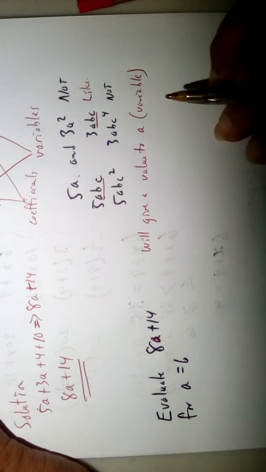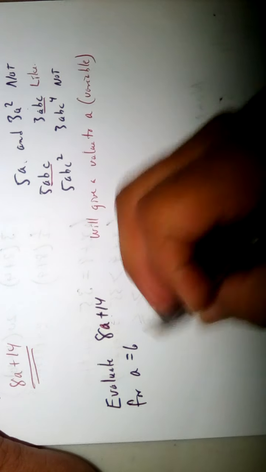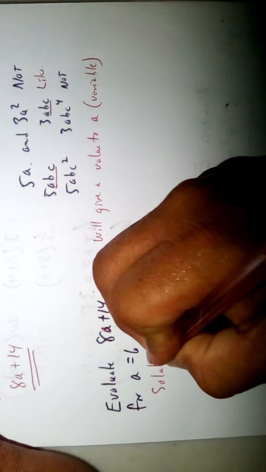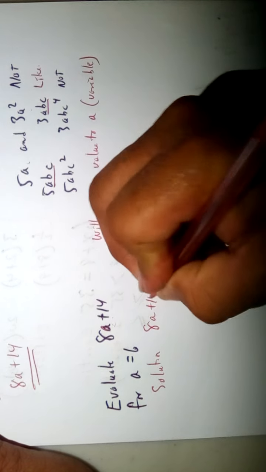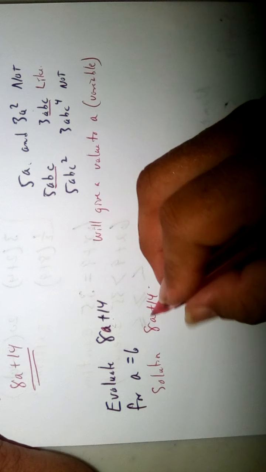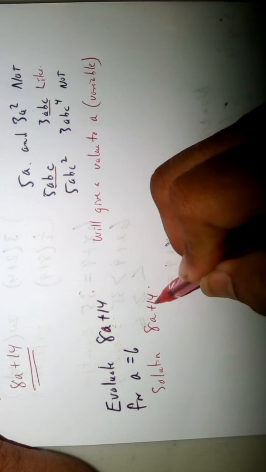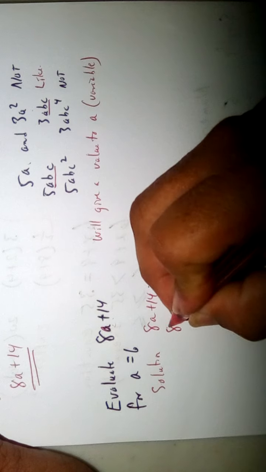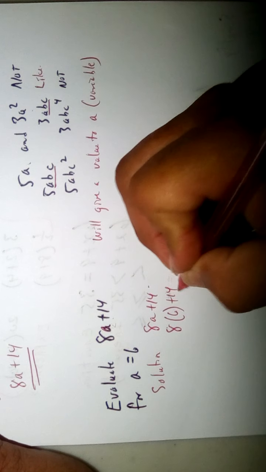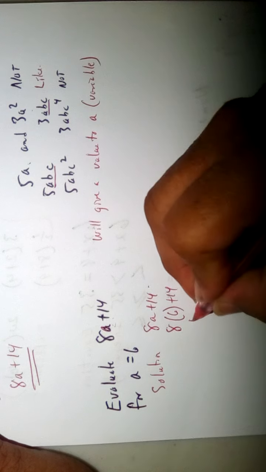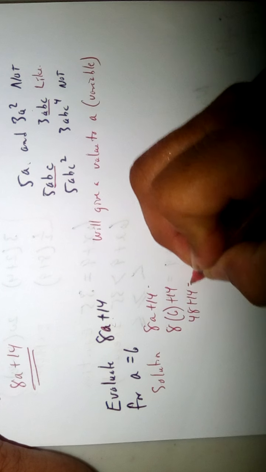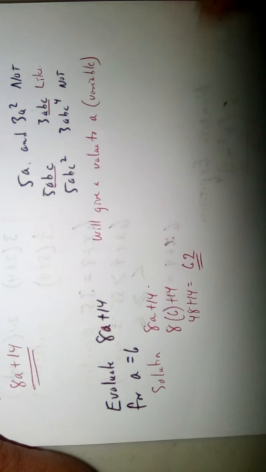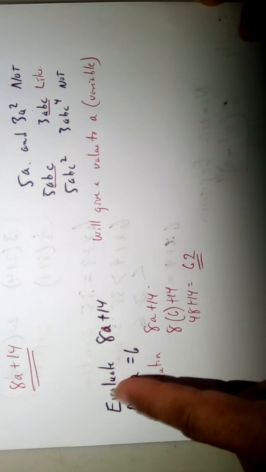What does that mean? It simply means that you are going to take your expression, and I'm going to use red for the solution. I'm going to write 8a plus 14, and now the a in the expression is going to be replaced by 6, because that is the value of a. So you're going to write now 8 times 6 plus 14, and that is going to give me 48 plus 14, which is equals to 62. Okay, so that is now your solution by evaluating this expression.